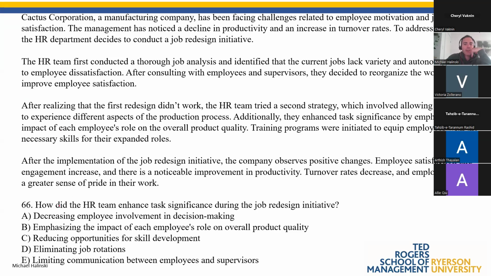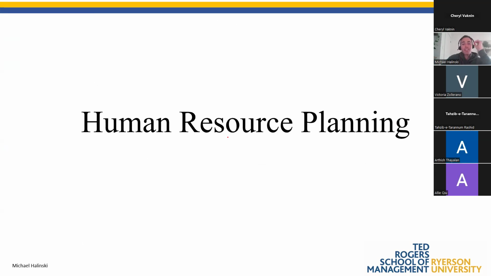Now the last one: how did the HR team enhance task significance during the job redesign initiative? Here it references it. They enhance task significance by emphasizing the impact of each employee's role on product quality. Emphasizing the impact of each employee's role on product quality, so it's word for word, right? As long as you highlight the word and then read the next sentence, what's in that sentence, you'll be able to get it. And that's chapter 2.